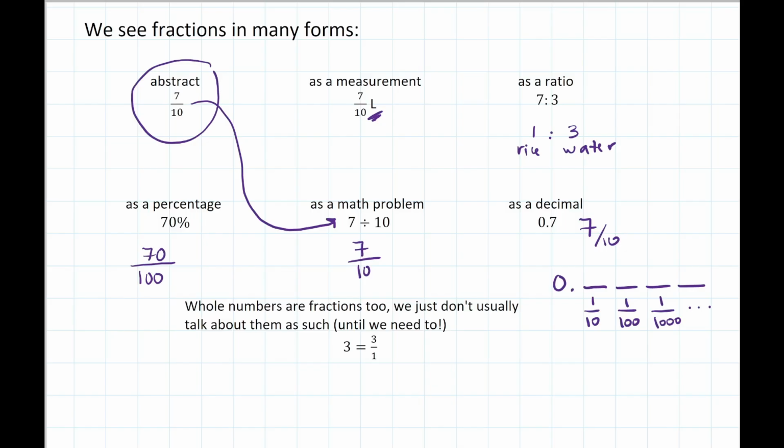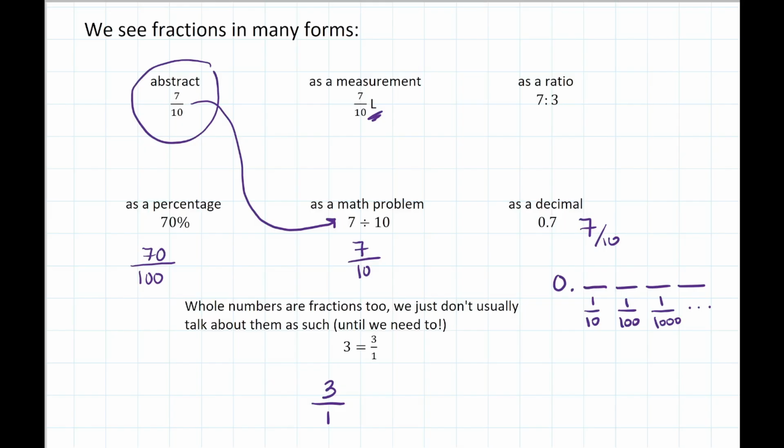Even whole numbers are fractions. We don't usually talk about them as fractions, but 3 means I have 3 whole things, whatever my unit is. And so I can put that as 3 over 1. Any whole number, really, I can put over 1. I can make that denominator 1.